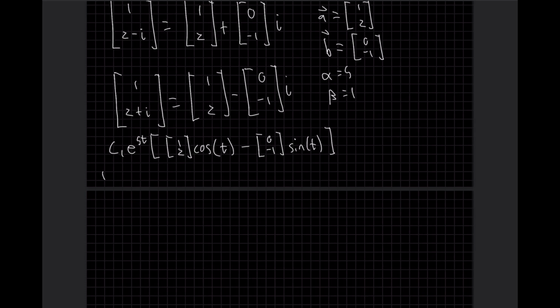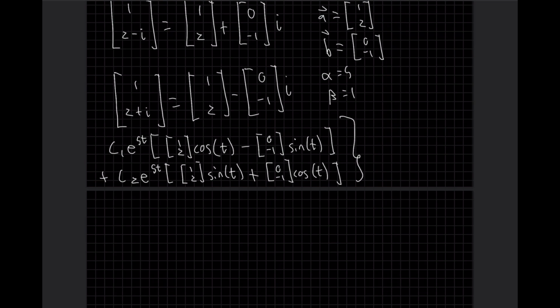And then we add C2 e to the alpha t, 5t, times our A vector again, 1, 2, sine of, instead of t, it's still going to be t. And then instead of minus, it's going to be plus. And then our B vector, 0, -1, times cosine of t. And that gives us our final answer for this question. Awesome.